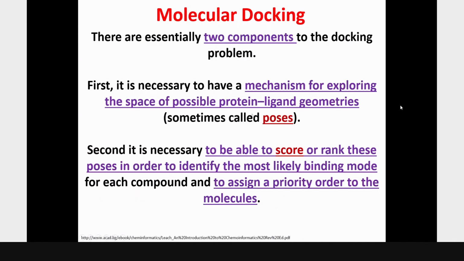Then I talked about you should find out different poses, and for all the poses, you should find out some score. That score, you can even consider in QSAR also you estimated some score. That score was your activity values, and here you are having the score as binding affinity. So using this, you are going to rank all those molecules, and you can say which molecule is the best one.